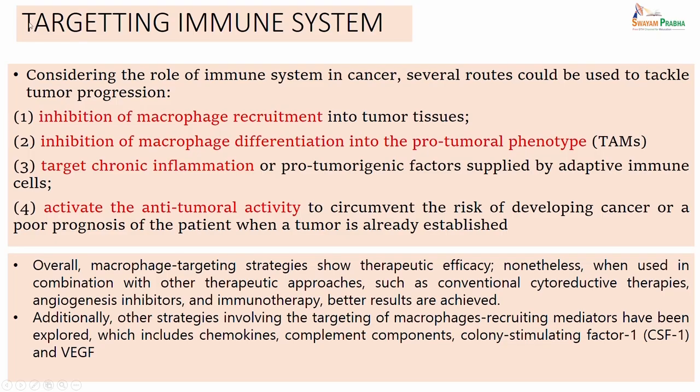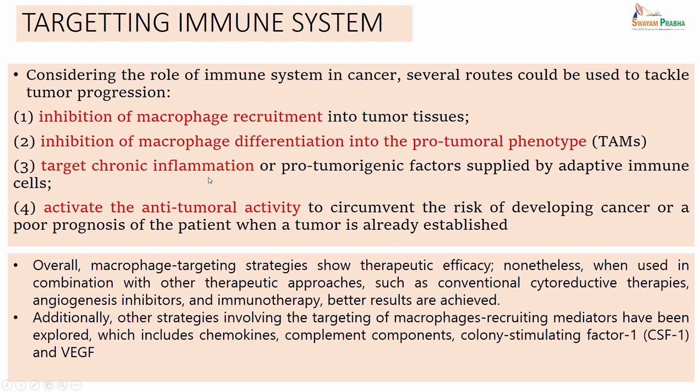Now, after targeting the angiogenesis, let us see how one can target the immune system. Considering the role of the immune system in cancer, there are several routes that could be used to tackle tumor progression. First one is inhibition of the macrophage recruitment into the tumors. We saw that the tumor-associated macrophages get recruited. So, if we could stop the macrophage recruitment, it would help. Then, inhibition of the macrophage differentiation into pro-tumoral phenotypes, which are called the tumor-associated macrophages. So, this differentiation has to be stopped.